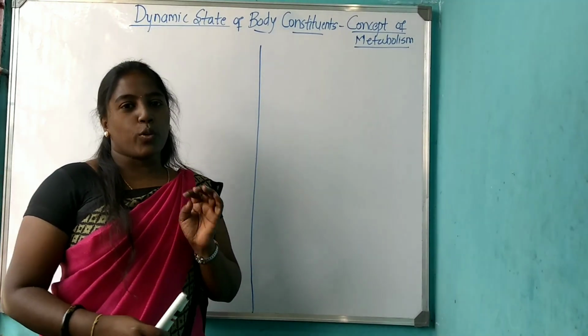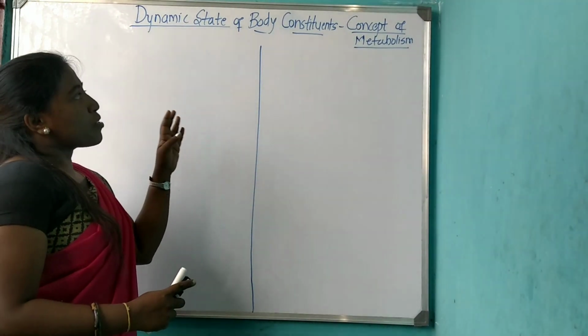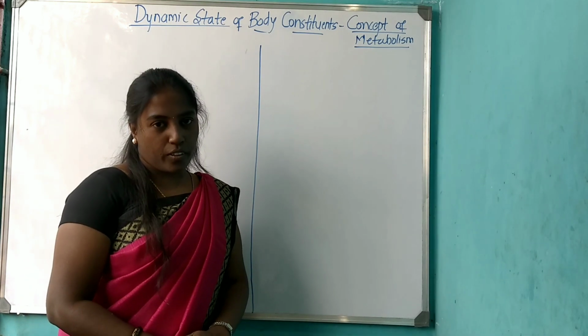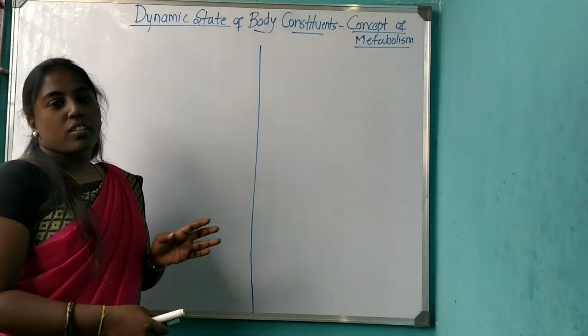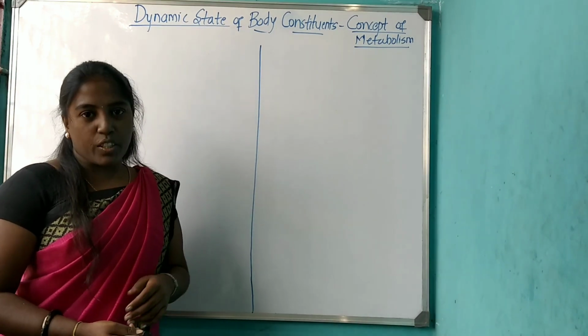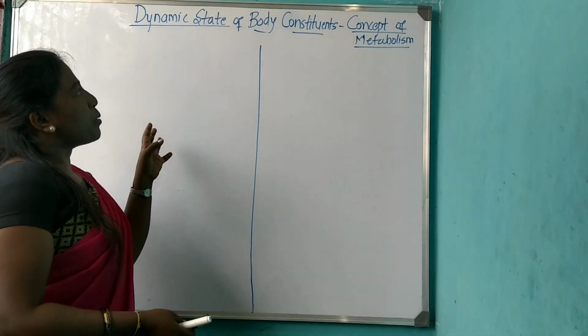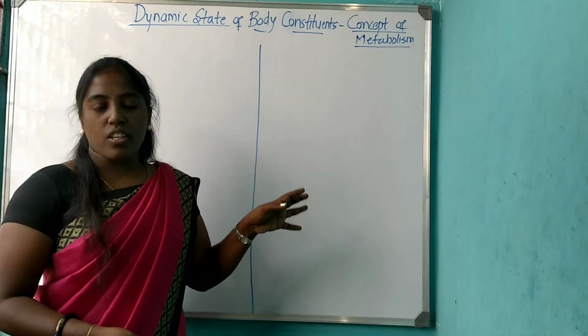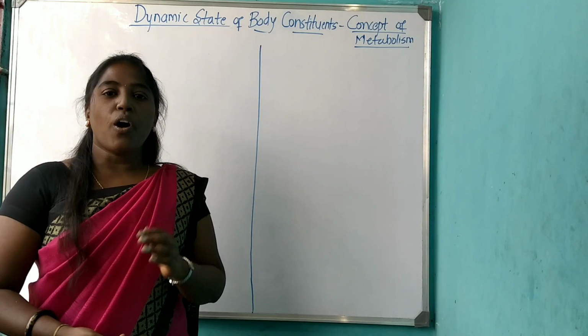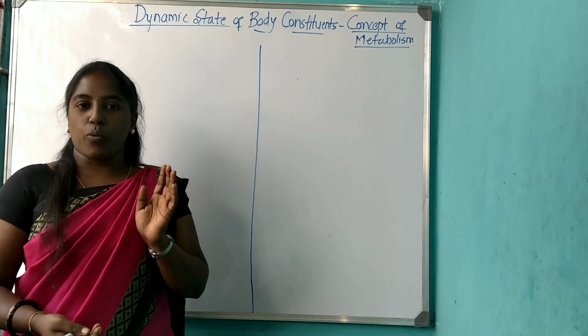Today's class, we are going to discuss the dynamic state of body constituents and the concept of metabolism. So already we have discussed the different types of biomolecules and their biological significance. So what is the dynamic state of body constituents? We know that living organisms are made up of thousands of organic compounds or biomolecules.